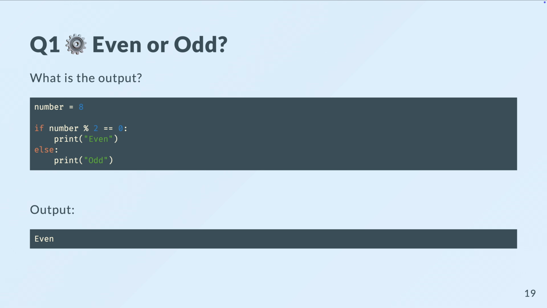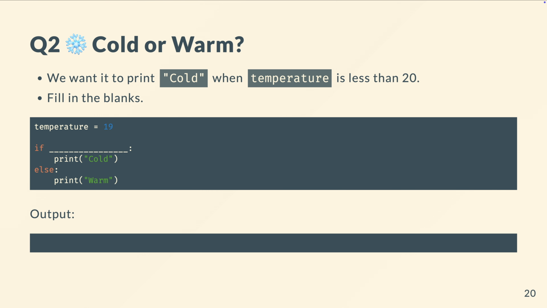The output is even, because 8 modulo 2 is 0. The condition is true, so Python prints even. Now, question 2. Temperature is 19. We want it to print cold when temperature is less than 20. Fill in the blank condition. What should go after if? Pause and fill in the code.